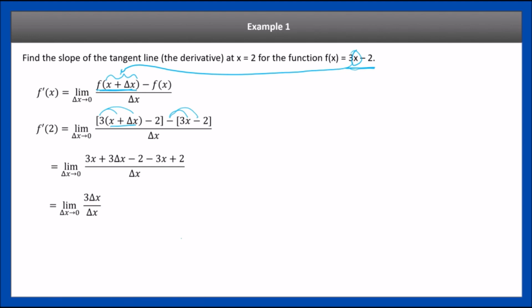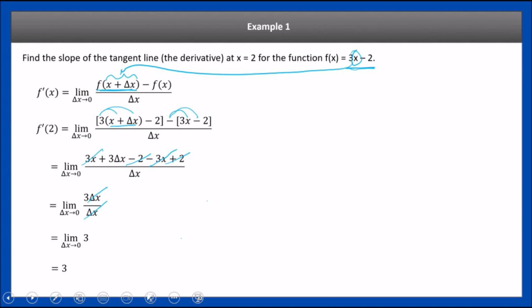All right, and then notice that the negative 2 and the 2 cancel. The 3x and the negative 3x also cancel. So we're left with 3 delta x over delta x. And then again, notice that the delta x cancels, leaving us with the limit as delta x approaches 0 of 3. But we know that the limit of that is just 3. All right, so the slope of the tangent line at x equals 2 for that line is 3.